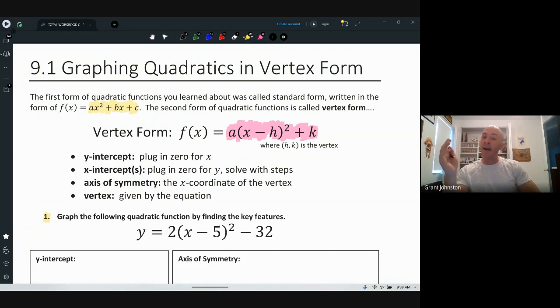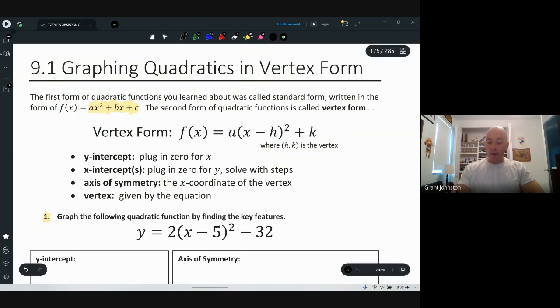But what it does have, which I love vertex form for this, is that this h, k represents the location of the vertex. So vertex form is so great because it gives you the vertex. You don't have to do that negative b over 2a substituted into the equation to figure out the location of the vertex. It just straight up tells you, which is great.